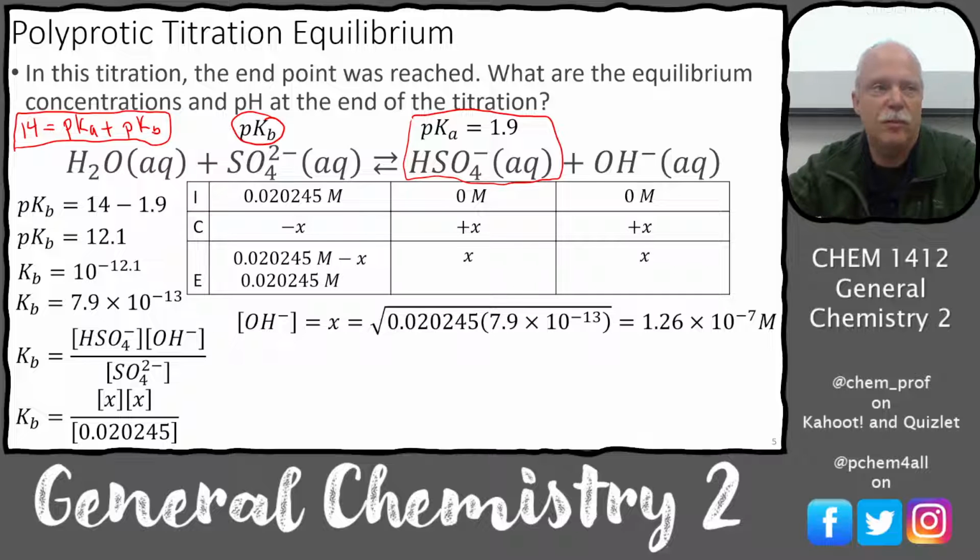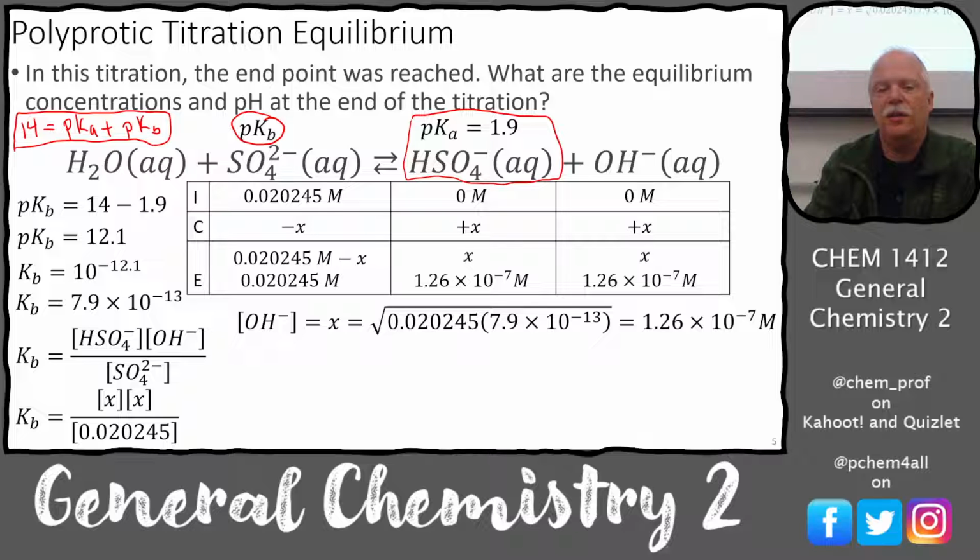So yes, X is really small. We assumed that it was small, and now we can confirm that it was small. We had 0.02, that's essentially 2 times 10 to the minus 2, and this is 1 times 10 to the minus 7. So that's the concentrations of the hydrogen sulfate ion and the concentration of the hydroxide ion. So those are the equilibrium concentrations. So we've checked this box up here in our problem. We've got that one. What about the pH?